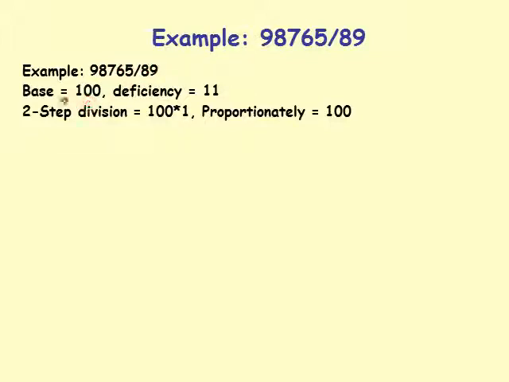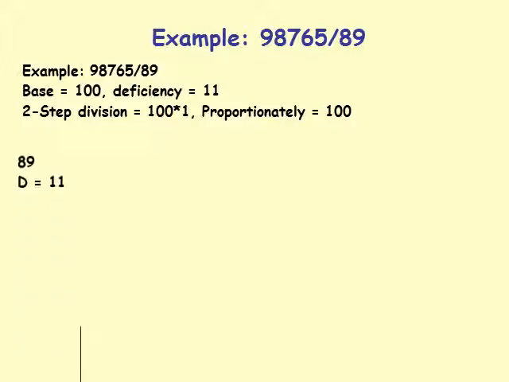As before, I am going to use a base number of 100, with a deficiency of 11. The deficiency of 89 from 100 is 11. And as usual, I would use the two-step division, which is 100 times 1. 100 was my base number, and I would divide first by 100, then by 1, and in the second division I would make all the necessary adjustments. And the proportionality is 100, which is the first division.